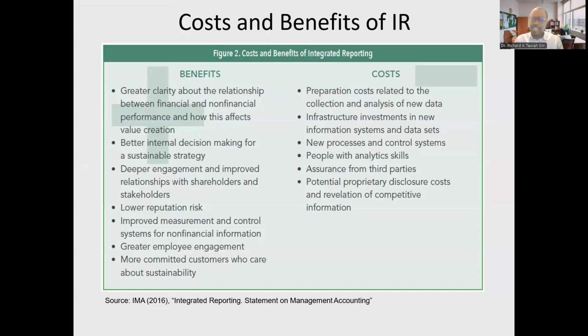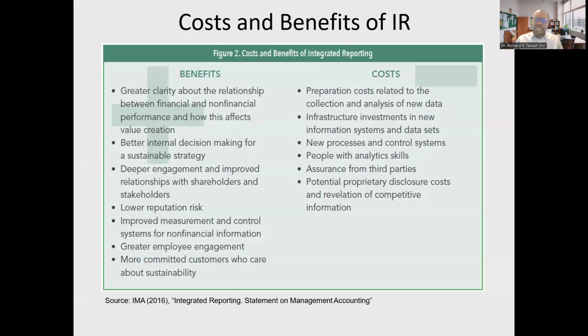The cost. Preparation cost can be very high. How to collect non-financial data, to analyze them, especially when there's no clear-cut tools to analyze them, can be difficult, can be costly. Infrastructure investment in new information systems and data sets can also be a daunting task. Then this requires new processes, new control systems. How would you adapt it? Will people easily accept it? Would you also get people with such analytical skills?